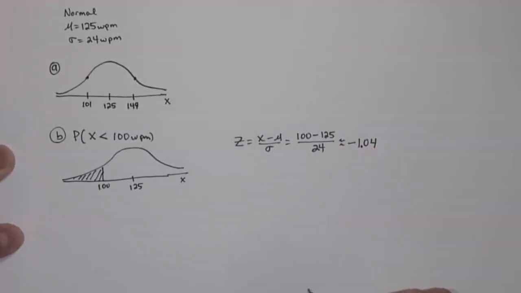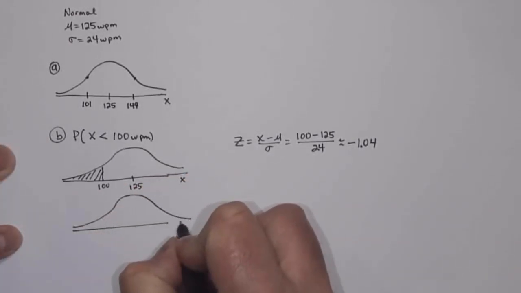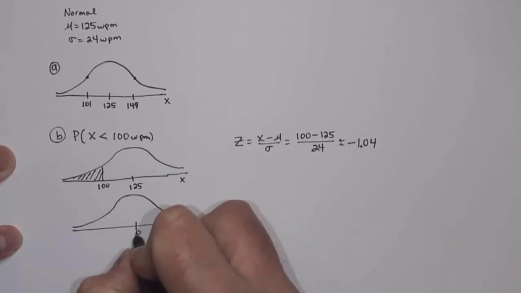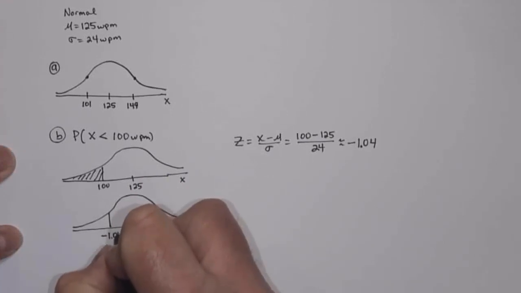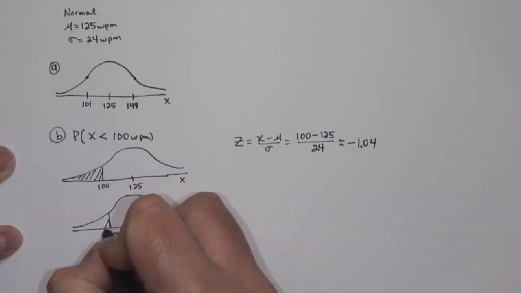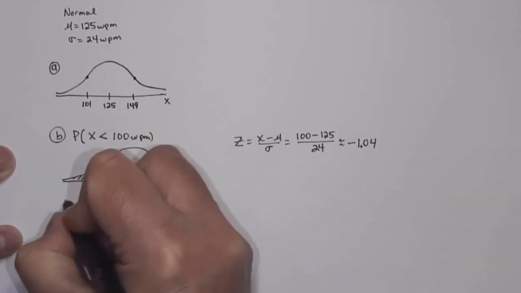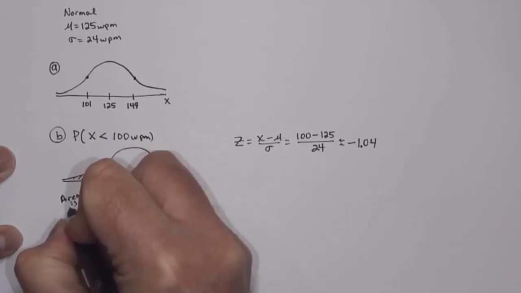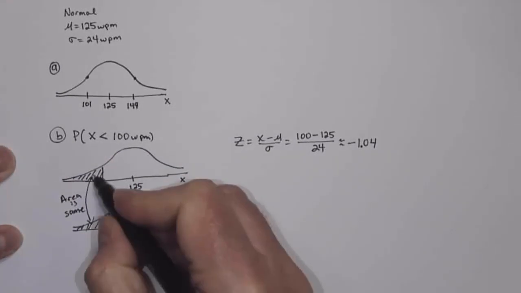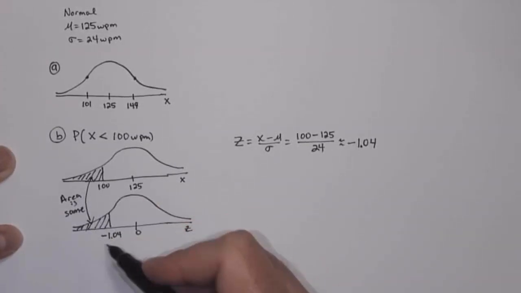So if we take 100 minus 125 divided by 24, that is approximately negative 1.04. Okay. So if we look at the standard normal distribution with the mean of 0 and standard deviation of 1, finding negative 1.04 on the standard normal distribution and the area to the left of that, these two areas will be the same. Now, it's only approximately the same in this case because the negative 1.04 had to be rounded. But without any rounding, these two areas would be exactly the same.